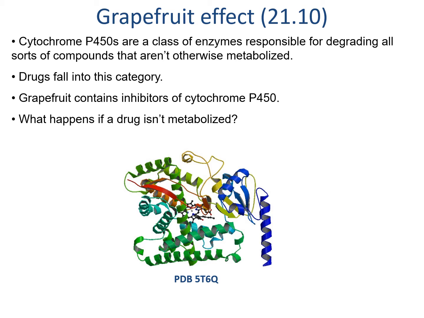Another really important enzyme in overall drug metabolism is the class of enzymes called cytochrome P450s. It's not just one enzyme, it's actually a huge group of enzymes that are for degrading all sorts of compounds that we can't metabolize under other pathways. Drugs fall into this category as well as many other molecules. Grapefruit actually contains natural inhibitors of cytochrome P450. So if you have grapefruit, the cytochrome P450s aren't able to degrade the drugs, and then the drug stays in your system much longer, resulting in much higher doses than are expected.